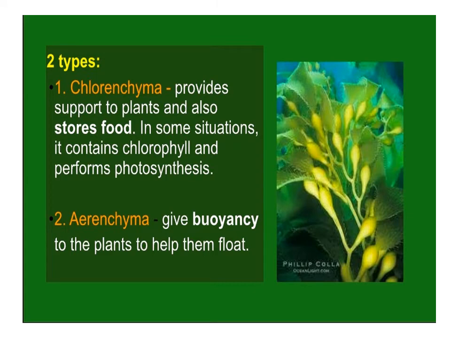There are two types of parenchyma. Chlorenchyma provides support to the plant and also stores food. In some situations, it contains chlorophyll and performs photosynthesis. Second is aerenchyma, which gives buoyancy to the plant to help them float.